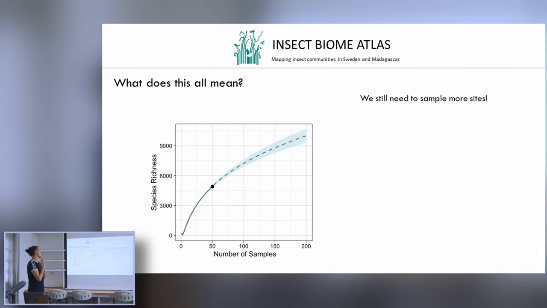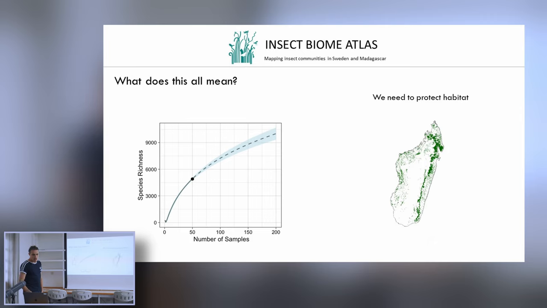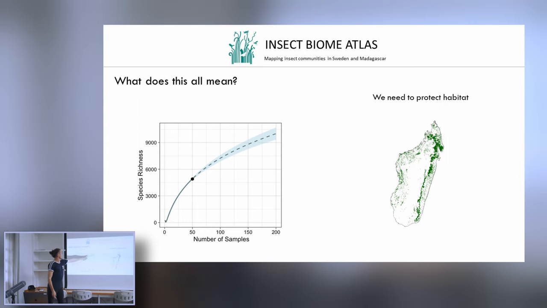The second is that we still need to sample more sites. Despite this being the biggest ever inventory of insects in Madagascar, 50 sites is still an underestimate of the number of species that we'll find. So we need to expand the number of sites if we really want to discover the full depths of Malagasy biodiversity. And finally, it means that we need to protect habitat. If we lose sites, we lose forest. This number is going to slide down the scale, so we're going to find fewer and fewer species and insects in the forest.